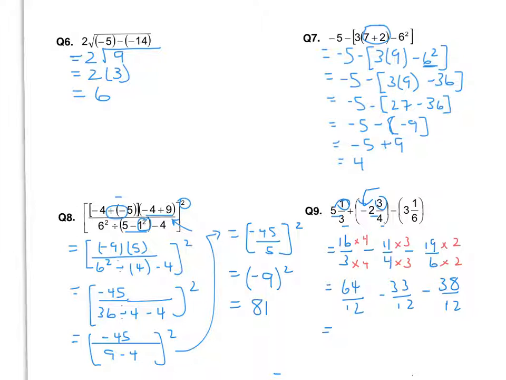So 64 take away 33. So denominator is still going to be a 12th. And we just subtract the numerators here. 64 take away 33 should be 31. Take away 38 twelfths. And then 31 take away 38. It's really going to be a negative 7 twelfths. I hope that helps. And I'm having trouble fitting in the 12ths on the bottom here. Let me try again. There we go.